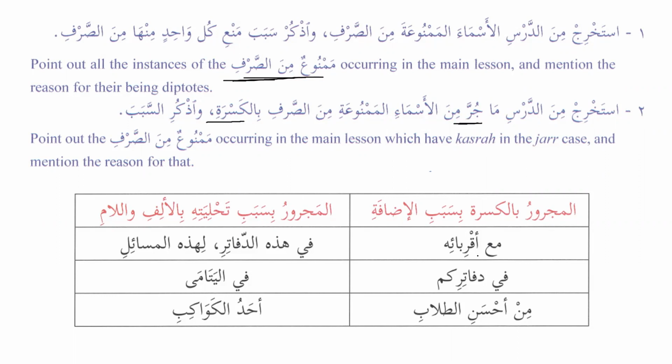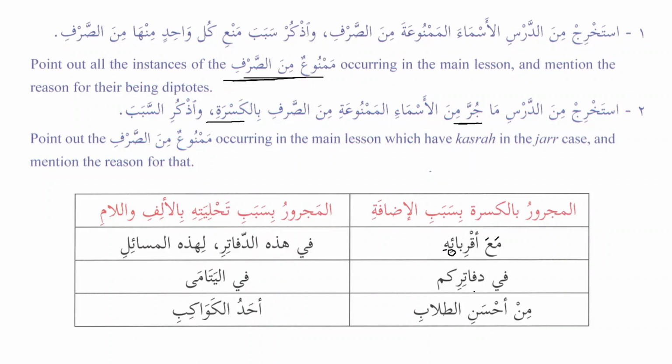أقربائه, مع أقربائه we have seen in the beginning of the lesson. So المجرور بالكسرة بسبب الإضافة. أقربائه, أقرباء is on the pattern of أفعلاء, right? But when it is being used as mudaf, that's why it has accepted kasra. So where is mudaf ilayh? The attached pronoun. So aqribaihi. Because of that, it has become aqribaihi. So it was basically on the pattern of af'ila'u, which is originally mamnu min as-sarf, but when it is used as mudaf, then it accepts kasra, as we can see over here.